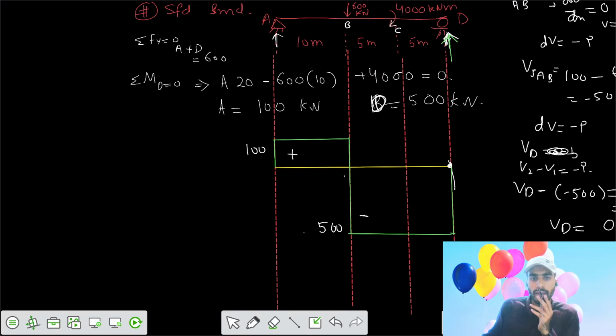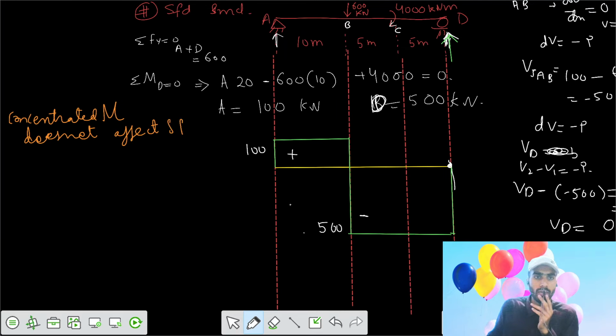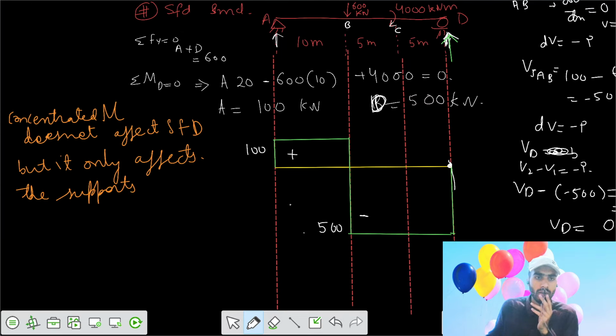So we can write one statement that the concentrated moment that you applied, that 4000 kilonewton meter, does not affect the shear force diagram, but it only affects the support reactions. But we can say that once the support reactions are changed, your shear force diagram is also changing.